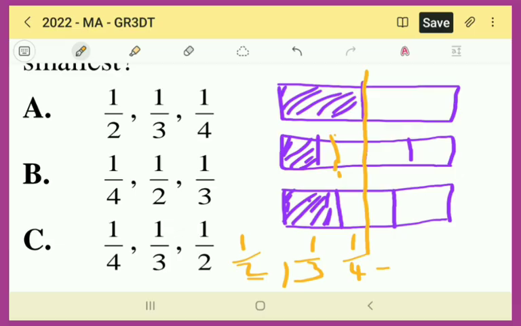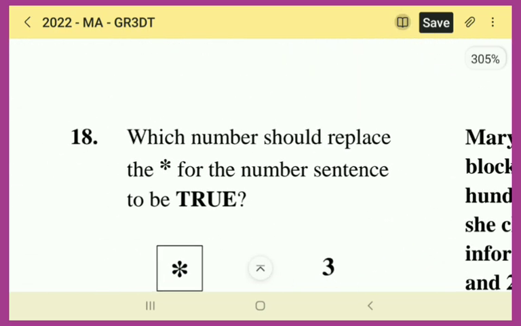Also, you should know that the bigger the denominator, the smaller the pieces will be, because that is telling you how many pieces the whole should be divided into. All right, good job. Moving on to number 18.